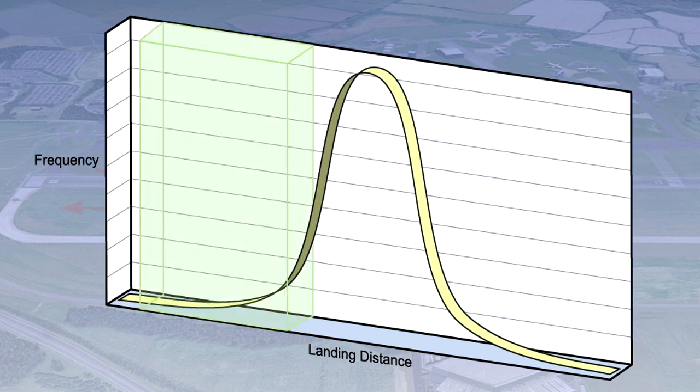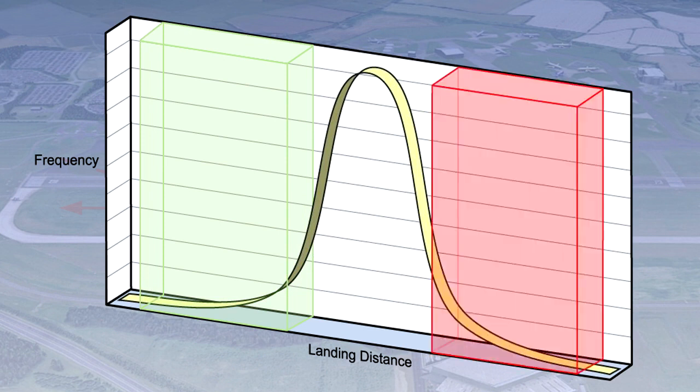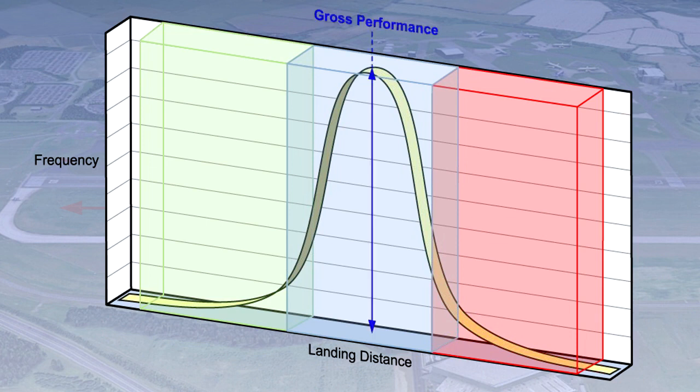There will of course always be a few good pilots who carry out very short landings, just as there will be a few who carry out very long landings. But most landings will of course be of a similar distance to that shown by the top of the bell shape on the curve. This is the average performance, which can be effectively considered as the gross performance.